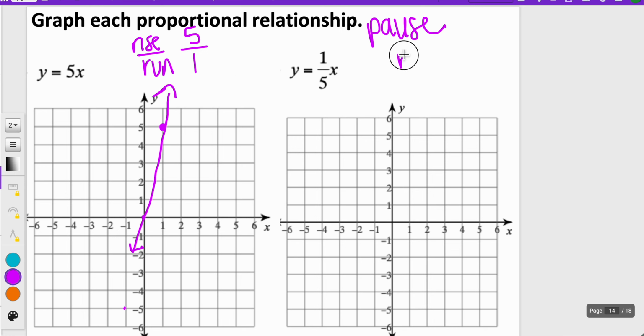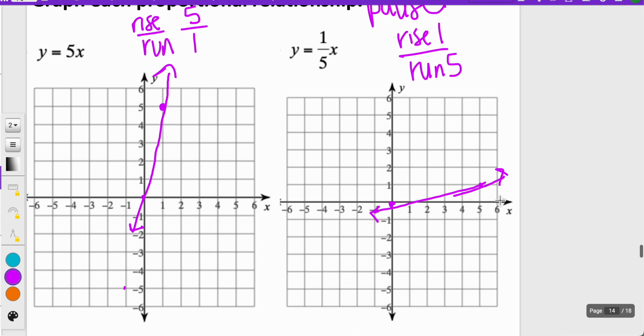The next one I have rise 1, run 5. So start at 0, 0, plot that point, rise 1, run 5. This one's gonna be a super slow moving line, not as steep as the last one, but still very kind of close together, okay? Your straight line was probably a lot better than mine.